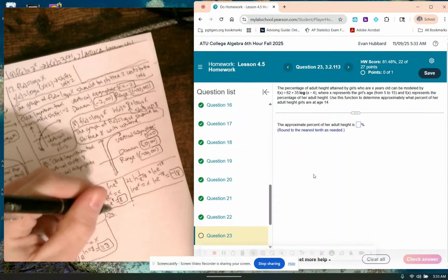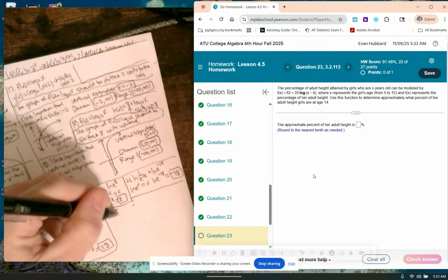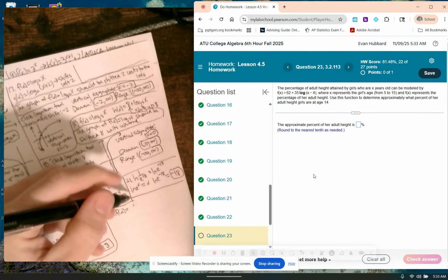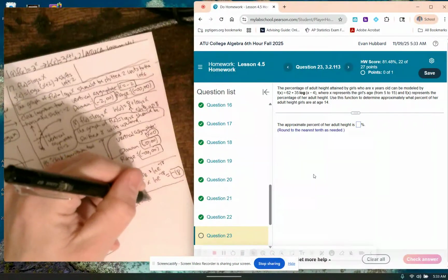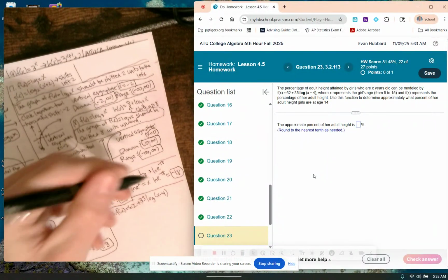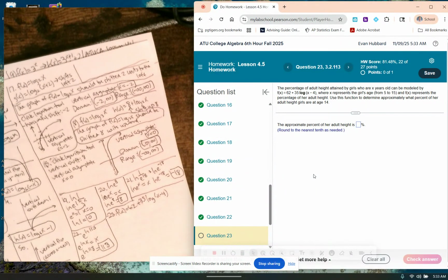23. f of x equals 62 plus 35 log of x minus 4. x represents a girl's age from 5 to 15. f of x represents a percentage of her adult height. Use this function to determine approximately a percent of her height at age 14.